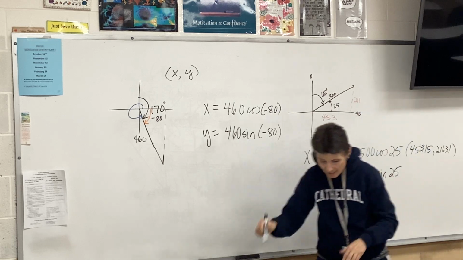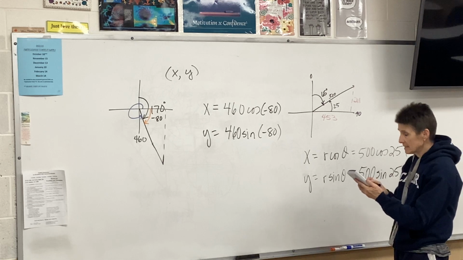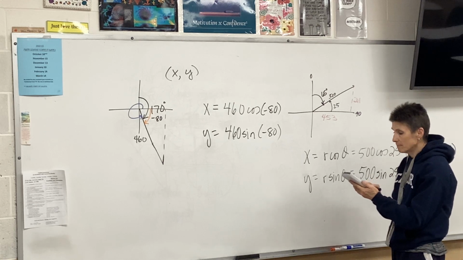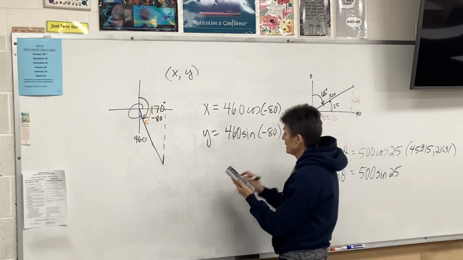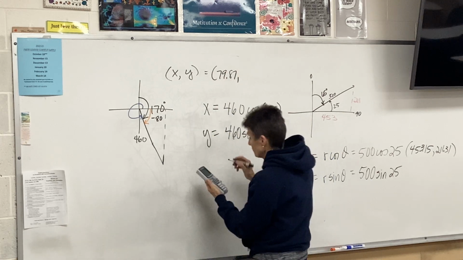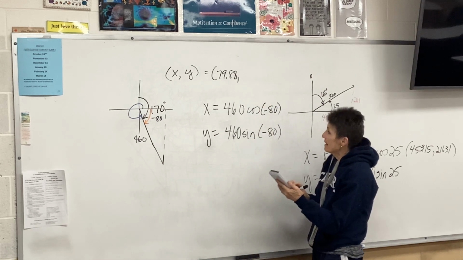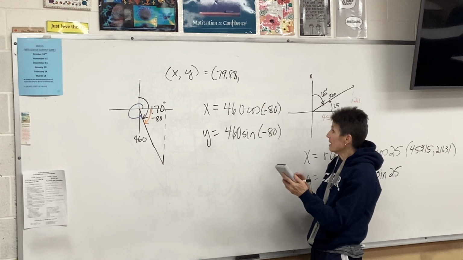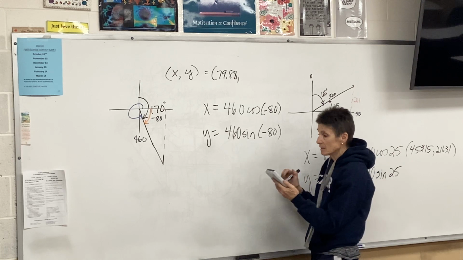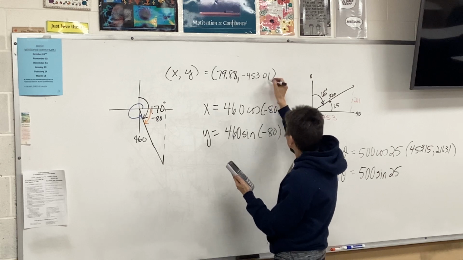So I just type it in on my calculator. 460 cosine negative 80. So 79.888, I guess. My rounding's all over the place, sorry. And then 460 sine negative 80, negative 453.01.